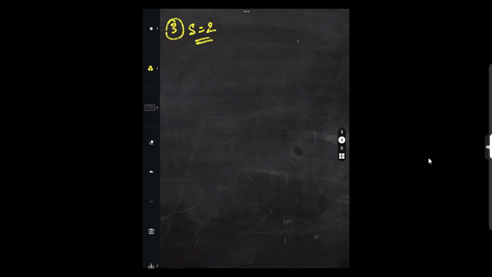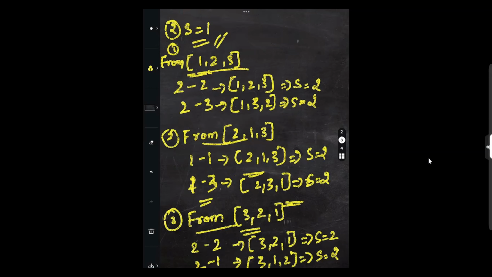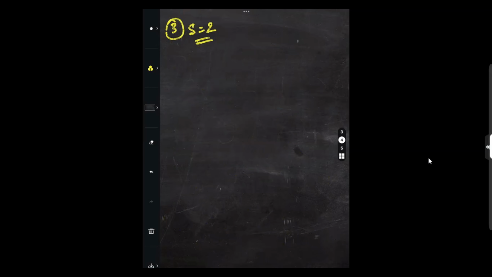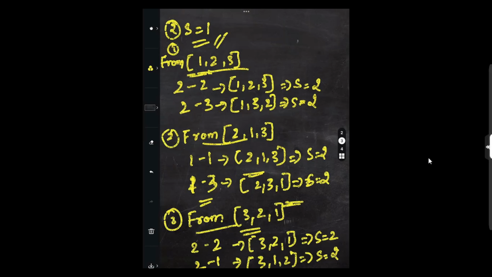And s equals 2 means the last element is fixed finally. We have to add to the result. So the last element is fixed. This is the last element, right? If you consider here, you can clearly see 3. Last element fixed, we have to add to the result. So when I say we have to add to the result, the first thing will be 1, 2, 3.